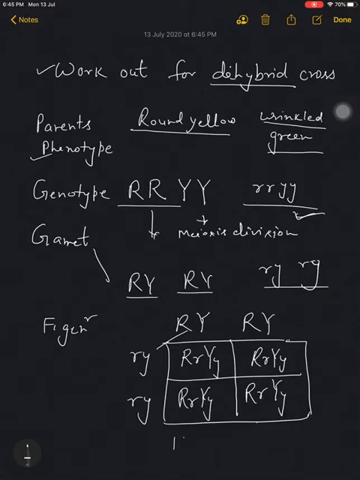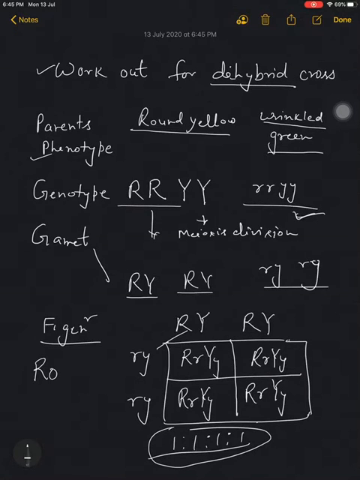So what do you notice? A 1:1:1:1 ratio, but we do not have to discuss that now. In the F1 generation, all plant seeds are round and yellow. That is the dominant trait. So in the F1 generation the dominant trait appears. But what happens in the next generation?